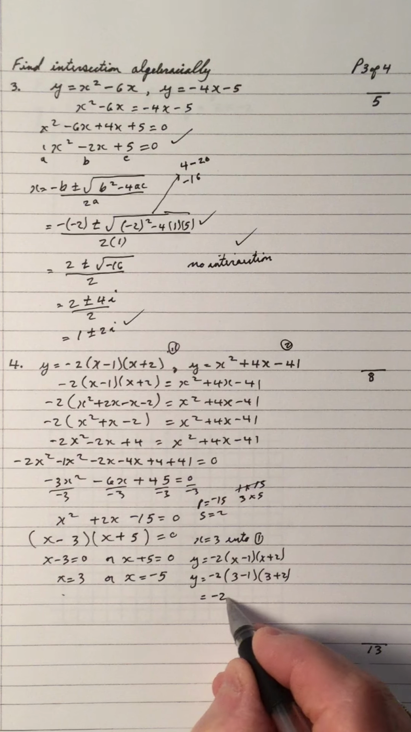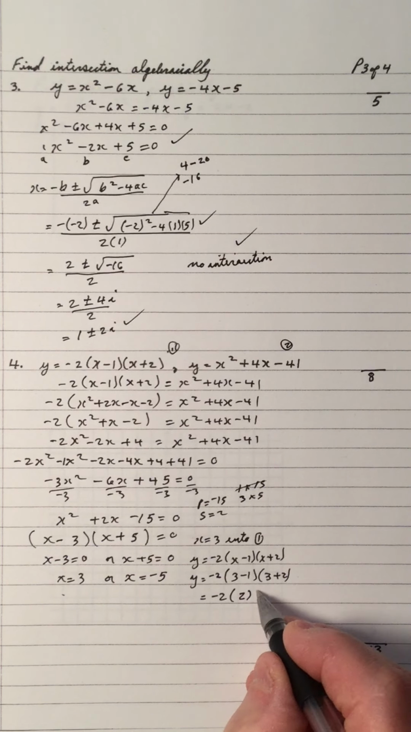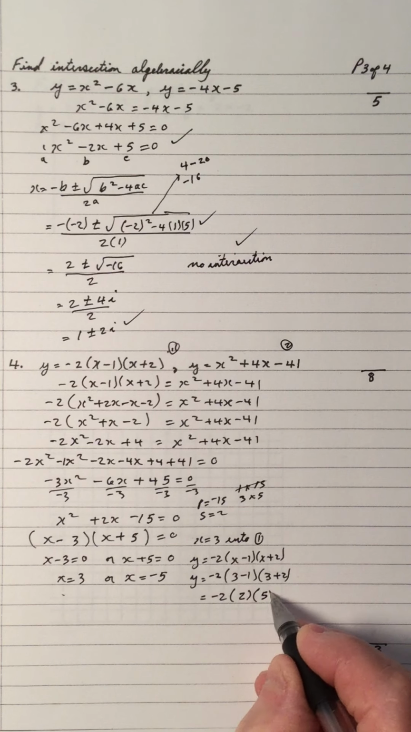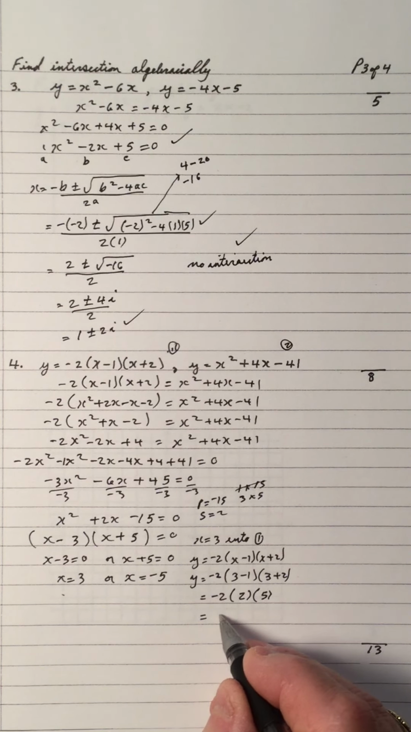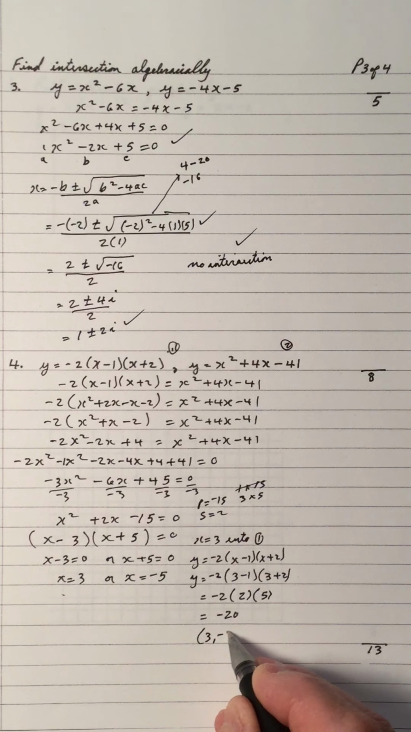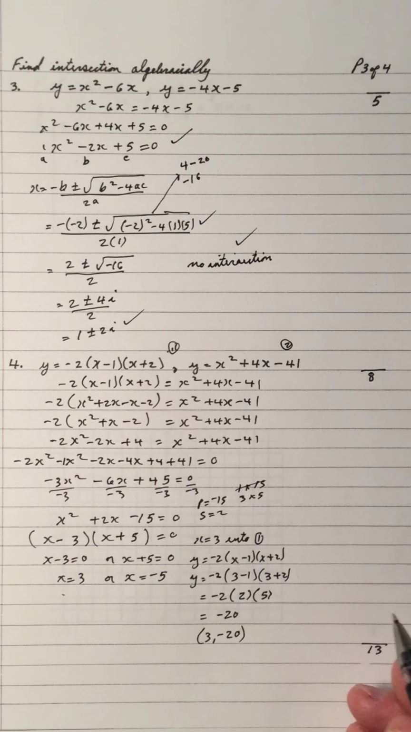And simplify. Negative 2. 3 minus 1 is 2. 3 plus 2 is 5. So that gives me negative 4 times 5 is negative 20. So I have a 3 and a negative 20 as one ordered pair where they intersect.